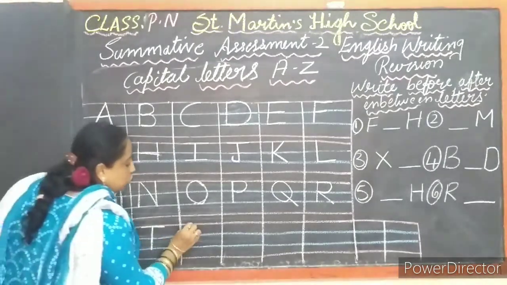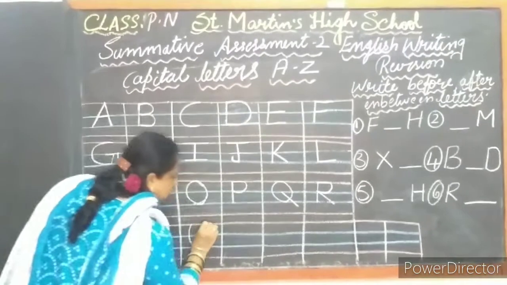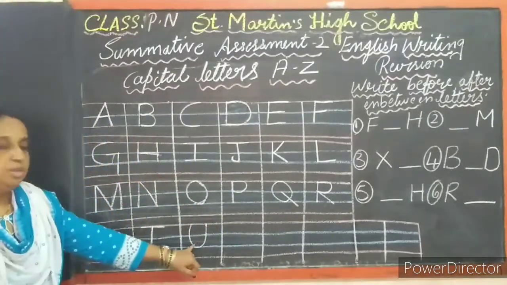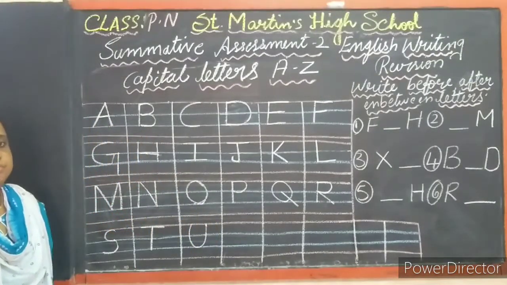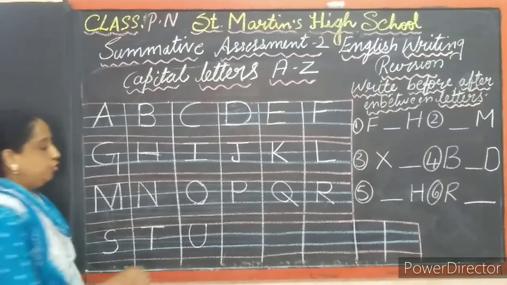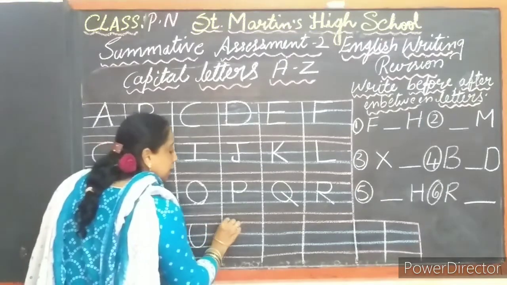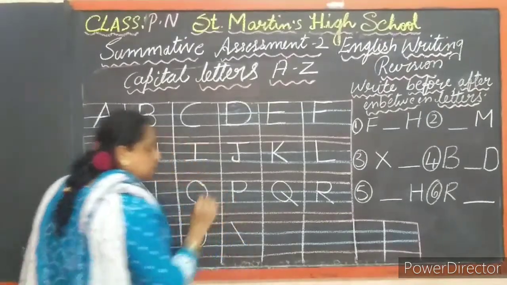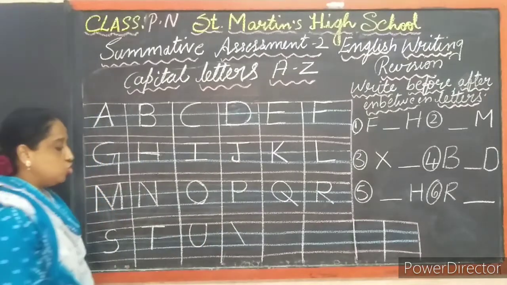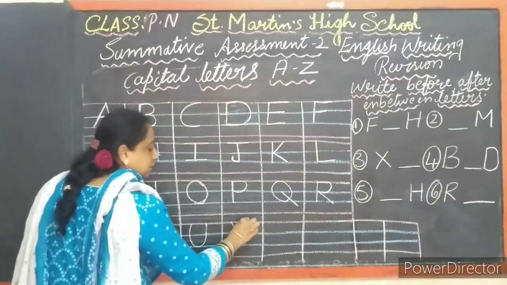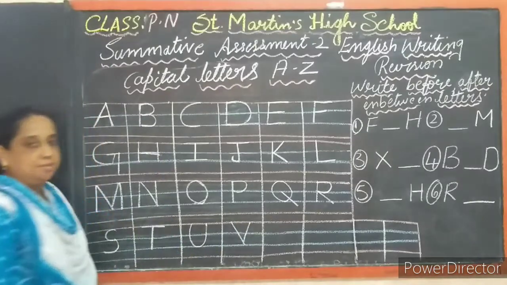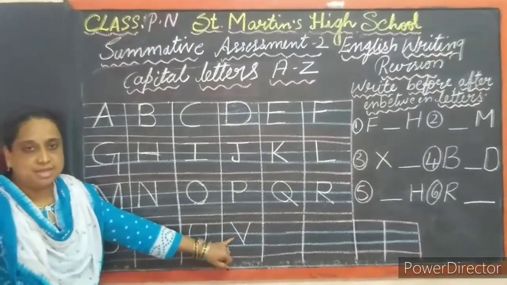U means nothing but U curve. U curve means letter U. After U, what letter will come? V. For V, write one left slanting line from the top red line to the second blue line, and joining to that, draw one right slanting line makes letter V. See here, V letter is written here.